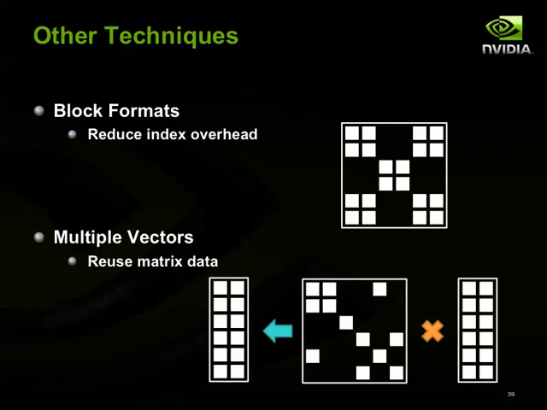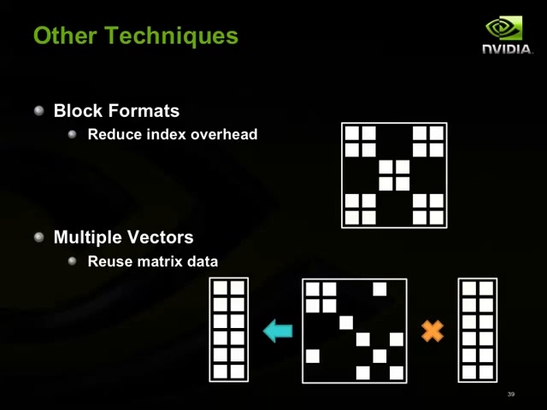So the last thing I'll say is that there are other techniques that you can use to improve reuse or improve your efficiency. One is if you have a matrix which has a block structure, in this case 2 by 2 blocks all over your matrix, then you don't need to store the column indices or the row indices for all of those. You just need to store one, and you say the next 4 values correspond to this block. So this is a good way of reducing the memory cost of your matrix and also the memory bandwidth required to read it.